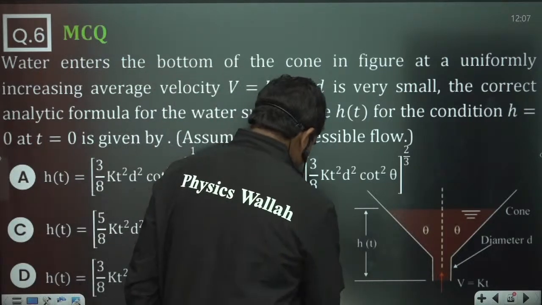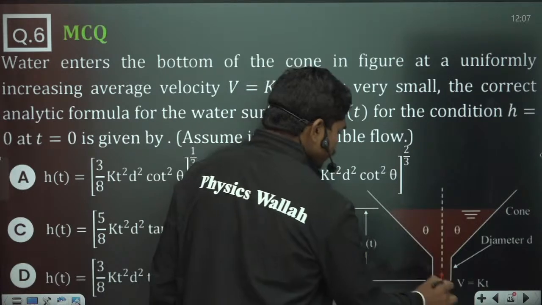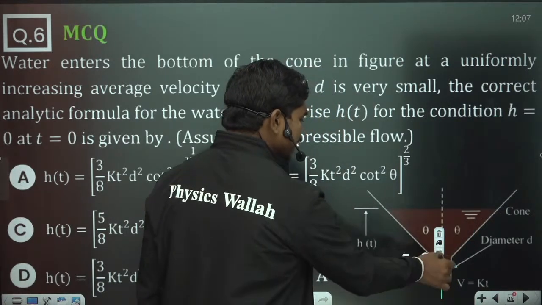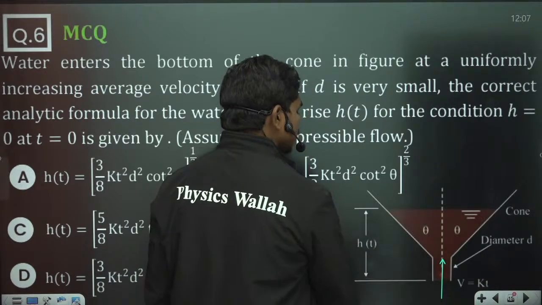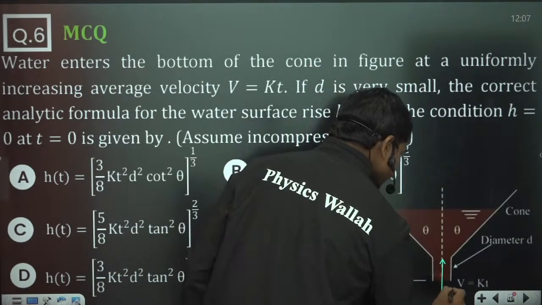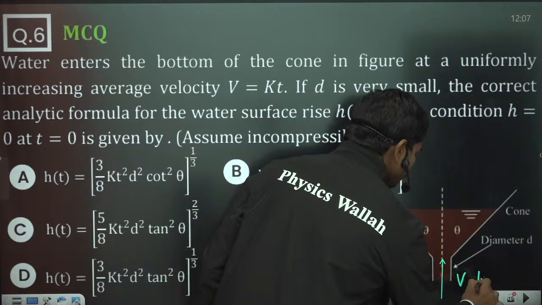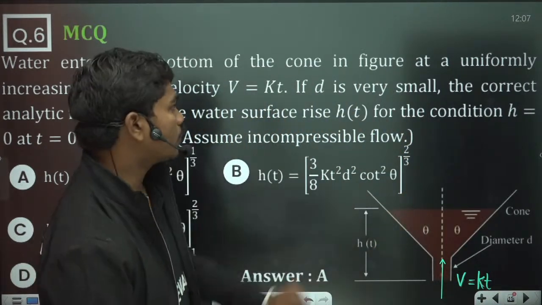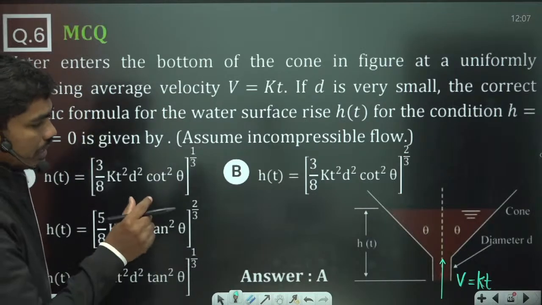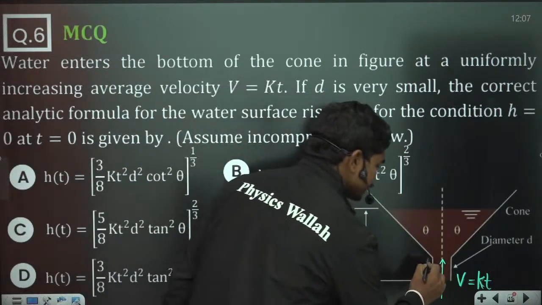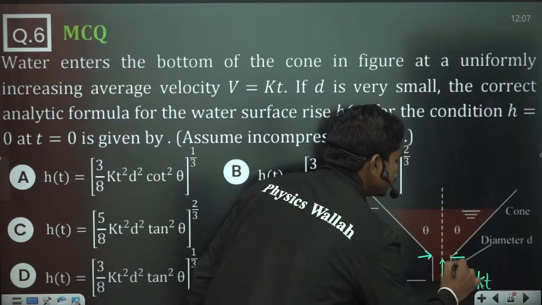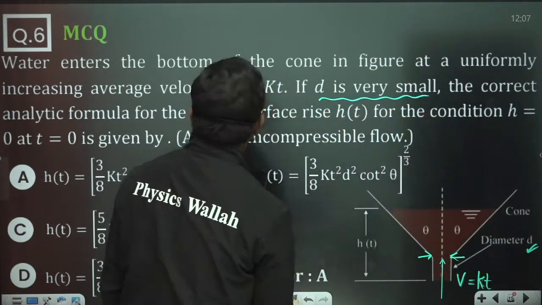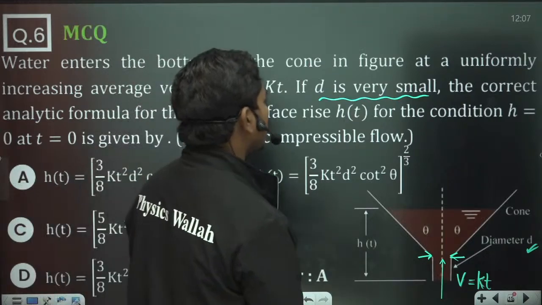If you see, there is one velocity profile here. There is some fluid entering this cone, and what is the velocity of this entering fluid? Area of cross section is constant, but this fluid is entering at a velocity v equal to k times t, meaning velocity is increasing with time. If d is very small, meaning this diameter here is d, which is very small, what is the correct analytical formula for the water surface rise?